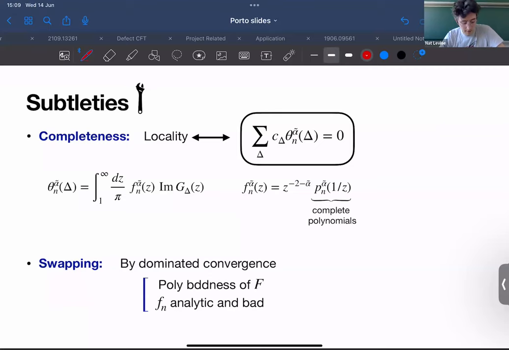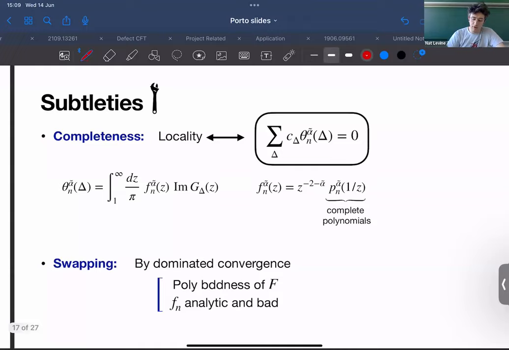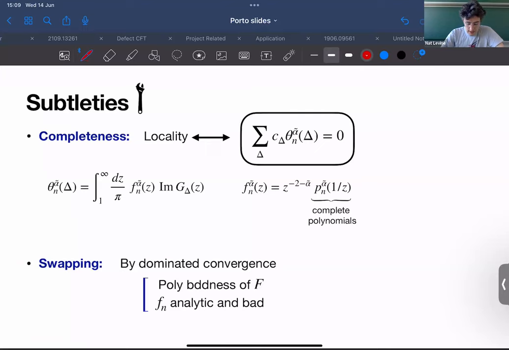But there are a couple of subtleties that I skipped over. One is completeness. We want to say that the functional kernels that define these sum rules are a complete set of functions. And indeed, it's true. You can check that these functionals that I derived from the local block expansion correspond to integration against some particular kernel, which are some power of Z times polynomials in 1 over Z. Essentially, these polynomials are a complete set of polynomials, in the sense that Pn is a degree n polynomial. So you have one polynomial of each order. And this basically is enough for completeness.